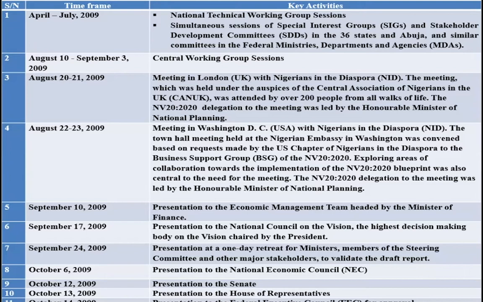We also had central working group sessions that coordinated, harmonized, and synthesized reports from the various technical working groups, including even the diaspora. They were involved, and meetings were held in Washington and so on, with various groups. It was really very elaborate. And from April to August, September, and so on, you have all the things that were covered in that slide. So that looks at the process, what to achieve, and the time frame for achieving it.